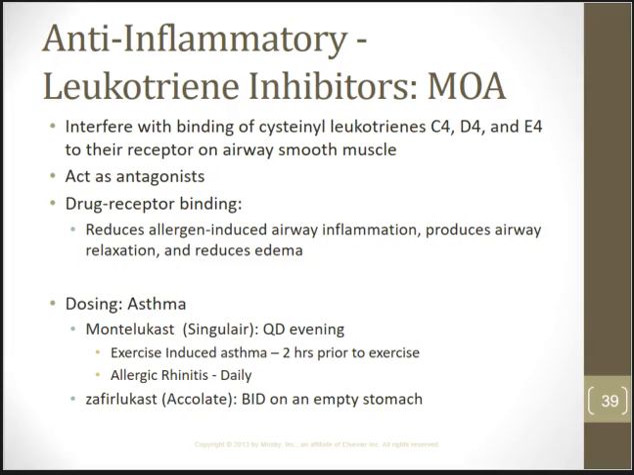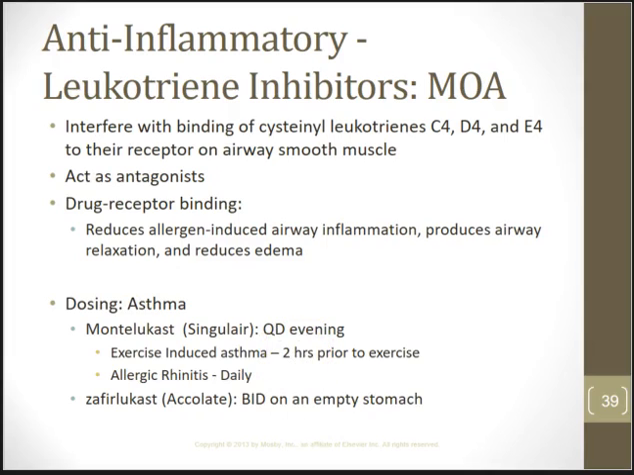For dosing of these medications, there are two in this group. We have montelukast and zafirlukast. So our drug stem for the leukotriene inhibitors is lukast. Montelukast is known as Singulair. It's taken for asthma every evening.